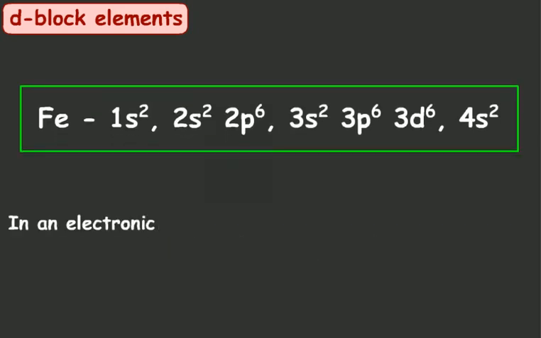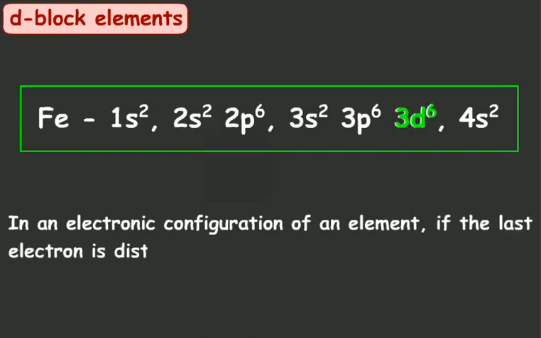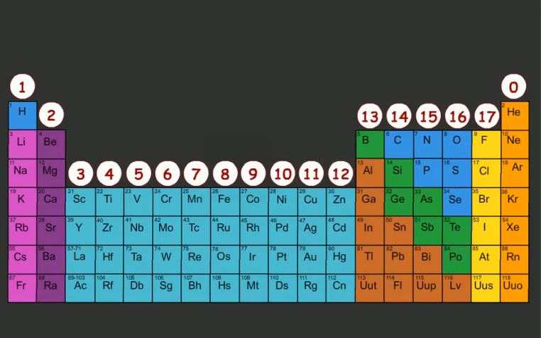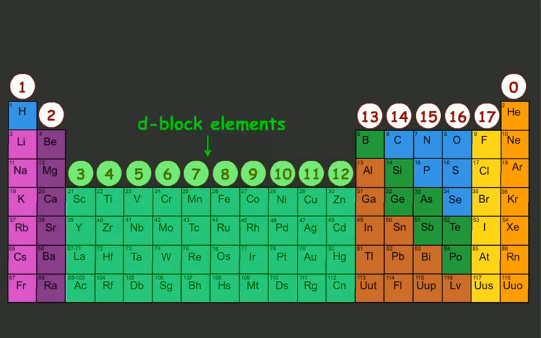In an electronic configuration of an element, if the last electron is distributed in d subshell, then the element is called a d-block element. All the elements of group 3, 4, 5, 6, 7, 8, 9, 10, 11 and 12 are d-block elements. The d-block elements are also known as transitional elements.